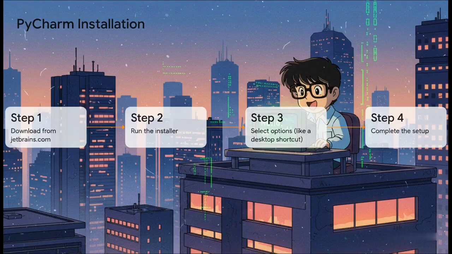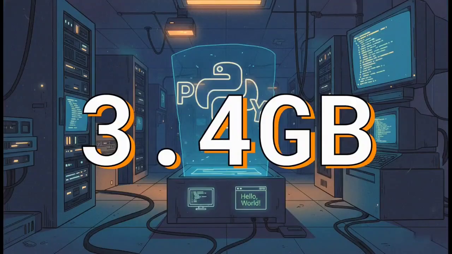I would definitely recommend checking the box to add a desktop shortcut. Just makes life a little easier. Just a quick heads up here, PyCharm is a really powerful tool, so it's going to need about 3.4 gigabytes of disk space. Also, my advice, just stick with the default installation location it suggests. Unless you have a really specific reason to change it, keeping it simple now makes things easier later.